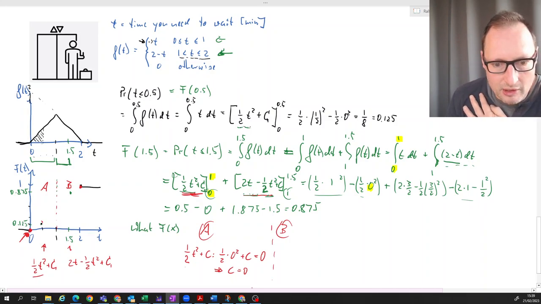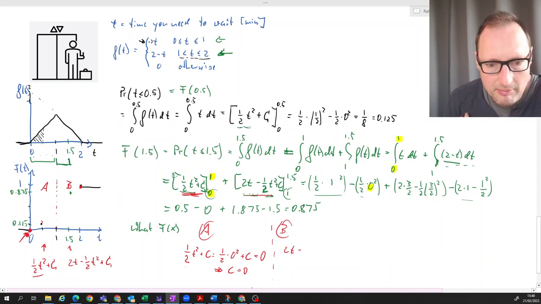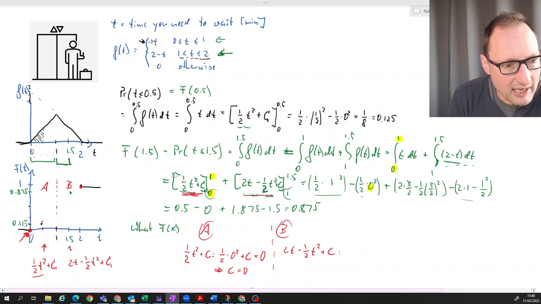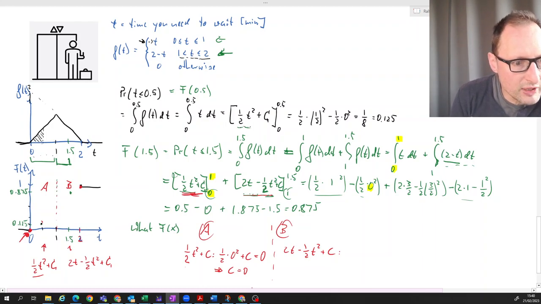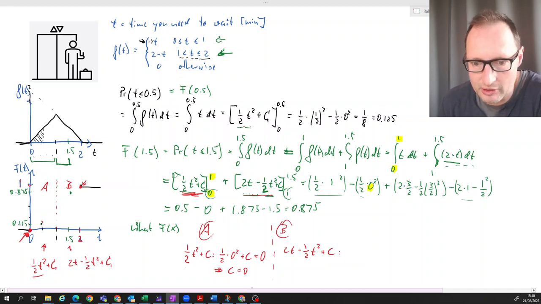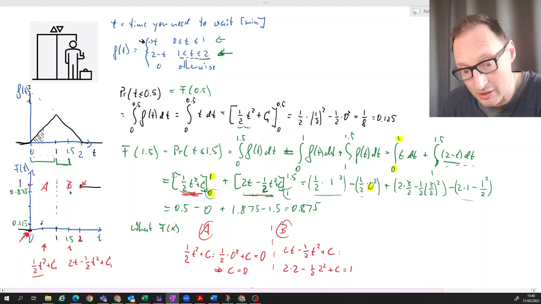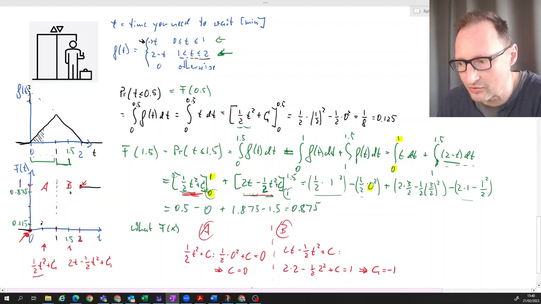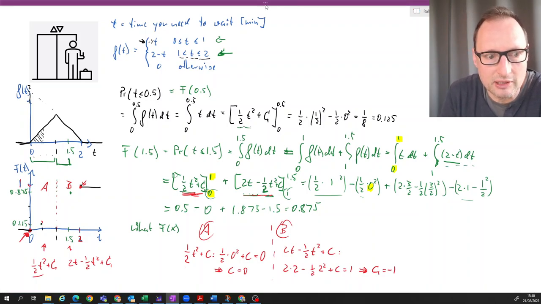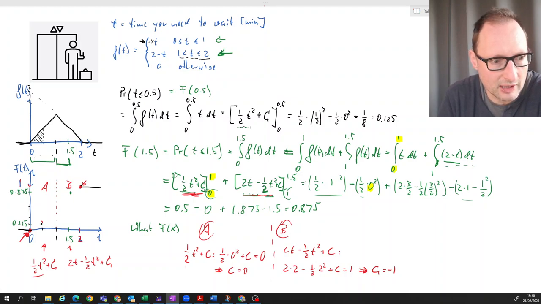Now what about B? Here the integral is 2t minus a half t squared plus c, and we want at the value t equals 2 that to give a value of 1. So let's plug in the value 2. We get 2 times 2 minus a half times 2 squared plus c has to be equal to 1. Now if you solve that, we get 4 minus 2 plus c equals 1, so you'll find that c is equal to negative 1. So that now gives us the integral.